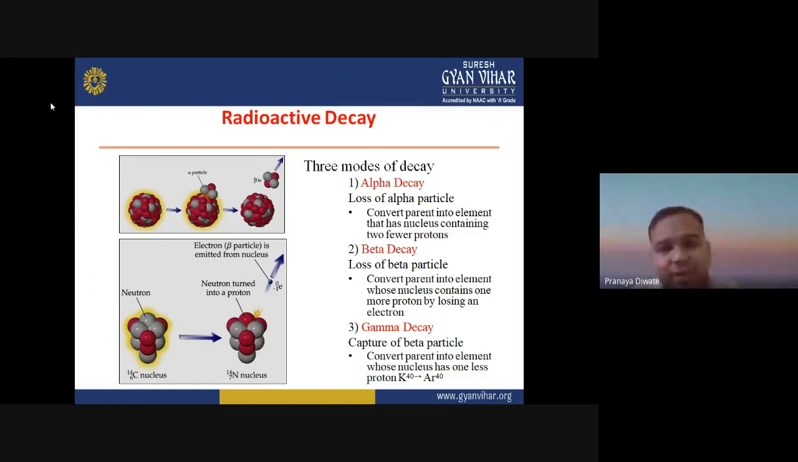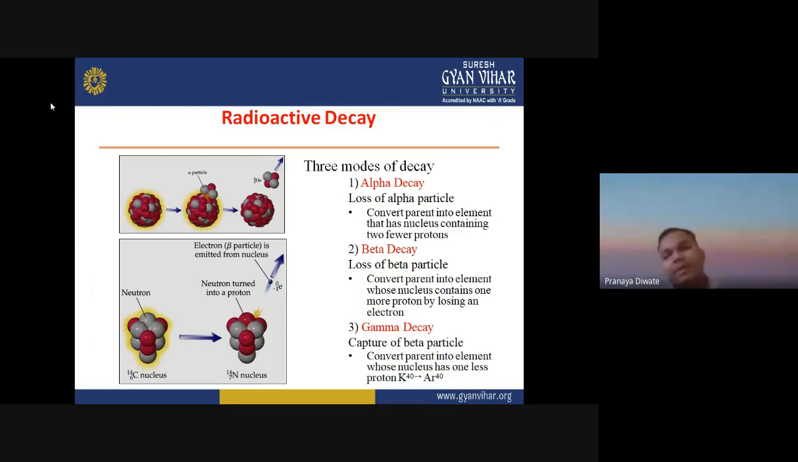Then you have radioactive decay. There are three modes of decay: alpha decay, beta decay, and gamma decay. In alpha decay there is a loss of an alpha particle, which converts the parent into an element whose nucleus contains two fewer protons. So these are the three different types of decay we have.